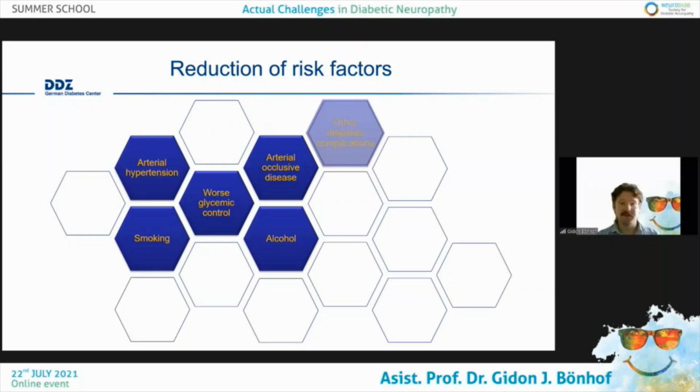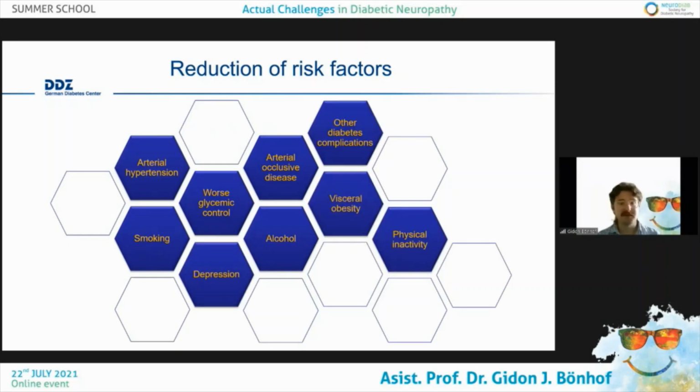And first of all, you need to reduce cardiovascular risk factors. For example, treat arterial hypertension, tell the patient to stop smoking. I don't know if you will be successful, but it's important to remind the patient that smoking and alcohol intake should be reduced in diabetes. You need to correct worse glycemic control. So you need to take all the options you have to treat diabetes to have sufficient glycemic control.